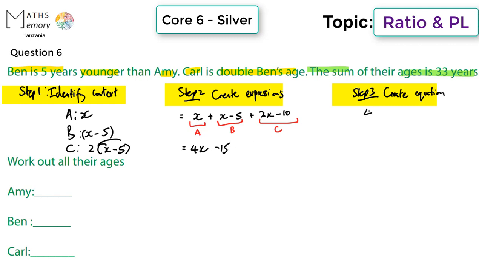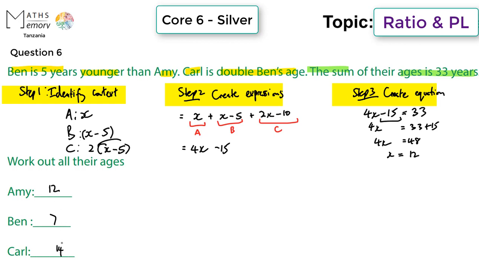So an equation would say that 4x minus 15, that's the sum of their ages, has to equal this number over here. They both equal each other. So that's your equation, and obviously common sense says to find x now. 4x equals 33 plus 15, because that minus 15 becomes a plus 15, and therefore 4x equals 48, and x would simply be 48 divided by 4, which would be 12. So x would be 12. Once you have that, we can work out the respective ages. Now x is 12, so Amy is 12 years old. Ben would be x minus 5, so hence he would be 7. And Carl would be double Ben's age, 14.